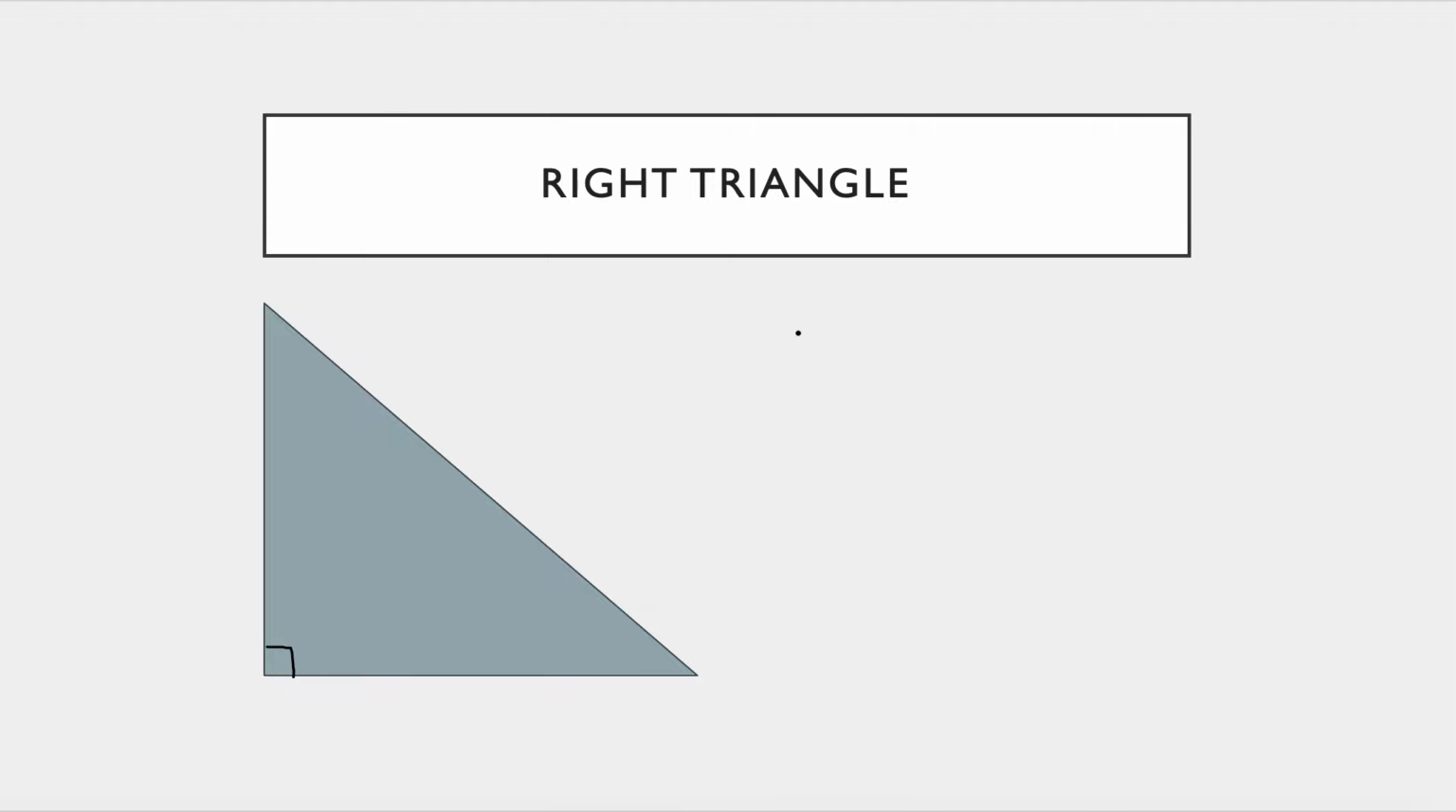For right triangles, I know that the Pythagorean theorem works. Okay, now a right triangle is the only kind of triangle that Pythagorean theorem works for, but it does hold. And this deals with the sides of the triangle. So remember that this basically says that a squared plus b squared equals c squared.